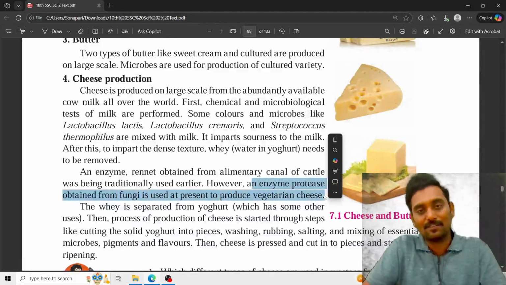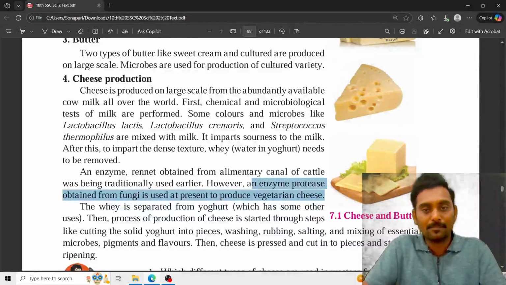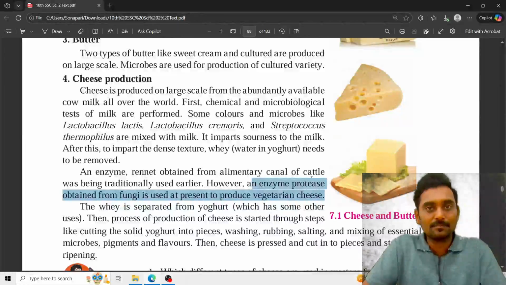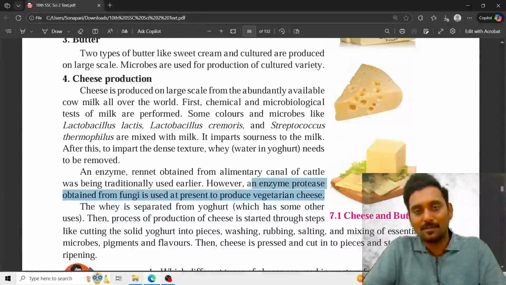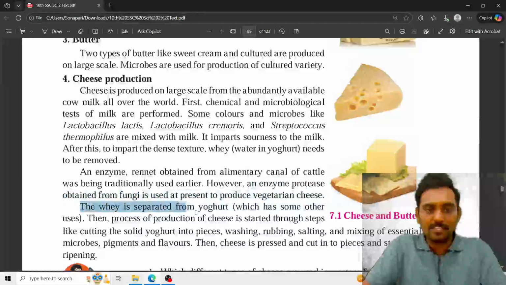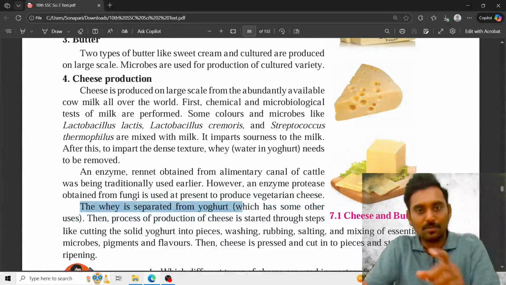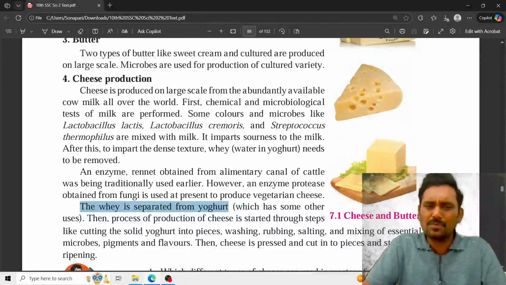So nowadays a lot of vegetarian cheese is available. Why? Because we are using one fungi variety which has a special enzyme, protease, that is extracted and added in the cheese production, and then vegetarian cheese is made. The whey is separated from the curd. The water present inside is removed, and that water is called whey, which is used for different purposes. We can use it again.